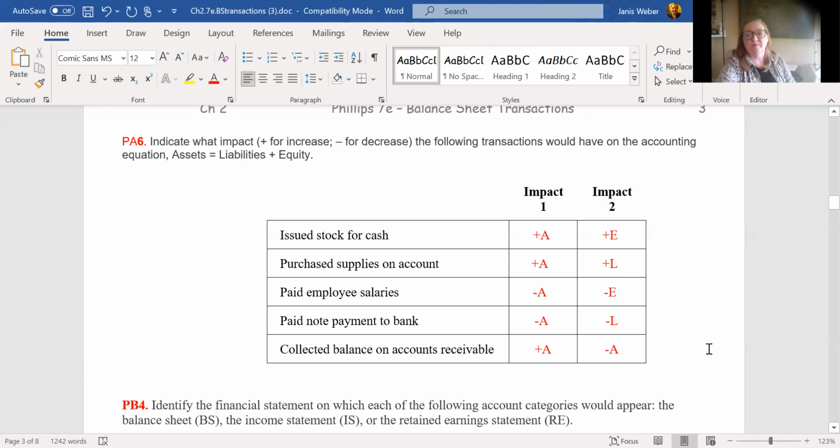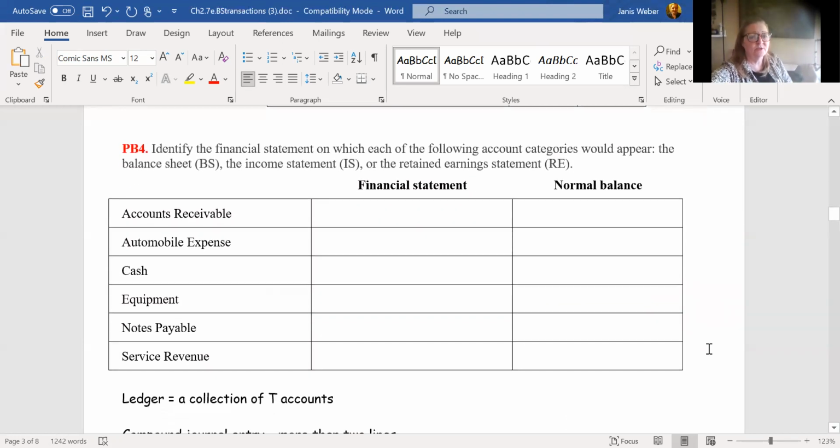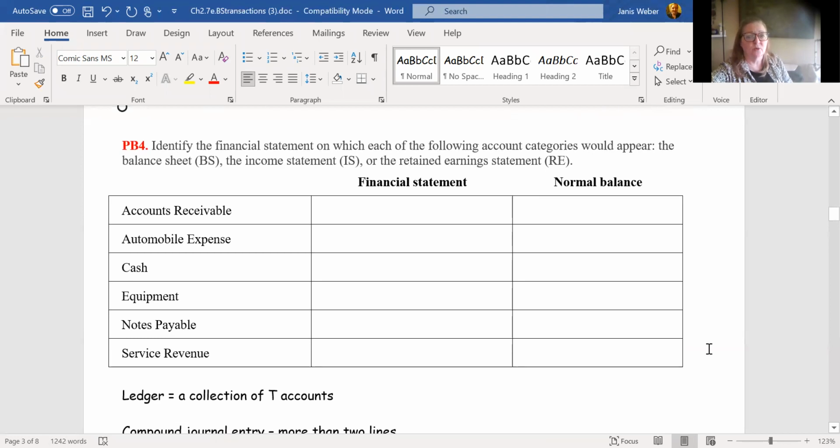Okay. And again, you can do these later. The worksheets, these note sheets are posted to Moodle, so you can just do those exercises and then check them by these videos. All right, this one. Identify the financial statements on which each of the following account categories would appear. So it's the same thing. The financial statements and the normal balance. So I would suggest that you pause it and correct it, and I'm just going to reveal those answers so that you can see what they are and talk you through it.